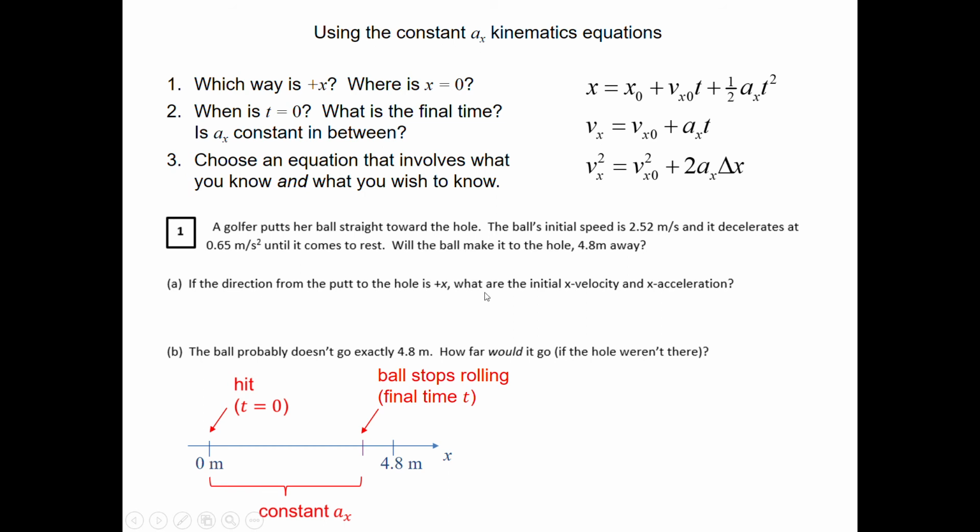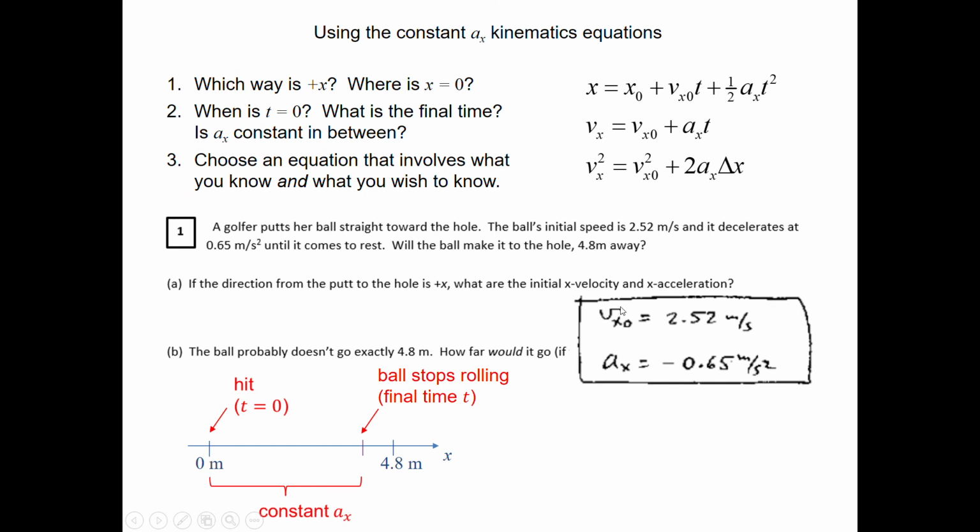That sort of lines up the variables. Now we want to ask ourselves, what is the initial x velocity and x acceleration? And we've got to be very careful to use our axis there. Since initially it's going in the plus x direction, the x velocity is going to be positive. But since it's slowing down in the positive direction, that corresponds to a negative x acceleration.